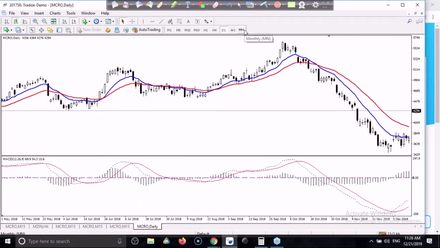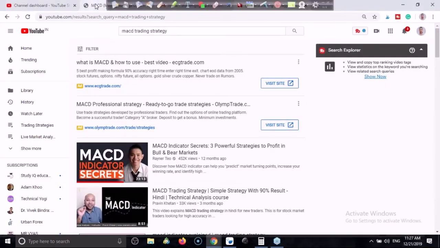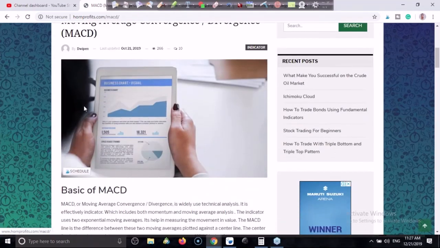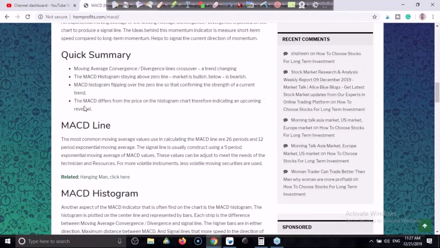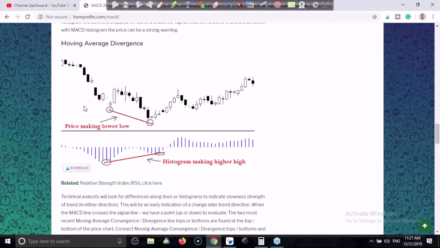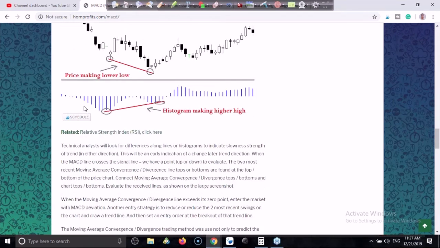Now I'll show you the trading strategy here. Remember, that was the basics of MACD. Now I'll show you how to trade by using MACD. Basically, I want to tell you two trading strategies here. If you want to know more details about MACD, you just visit my website. Now you can see this is my website. You just read there properly. I have already explained everything: how to use MACD, how to trade. In this area I have given two trading strategies using MACD. So let me tell you.